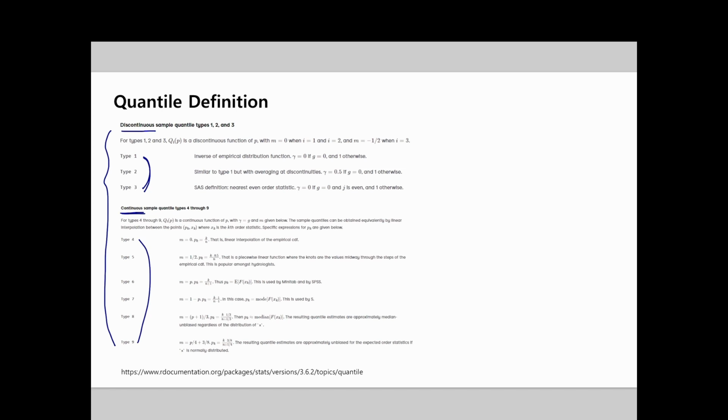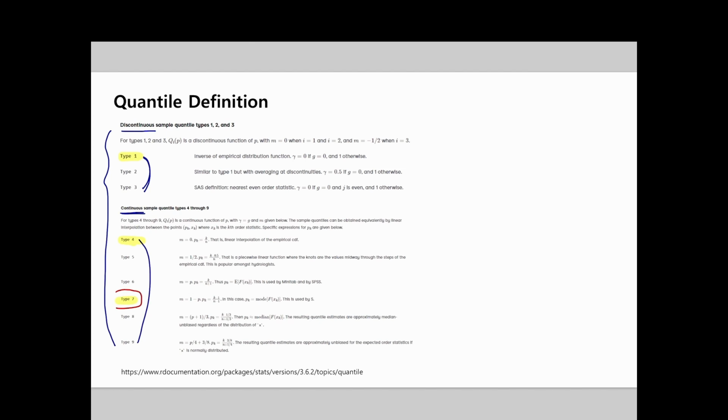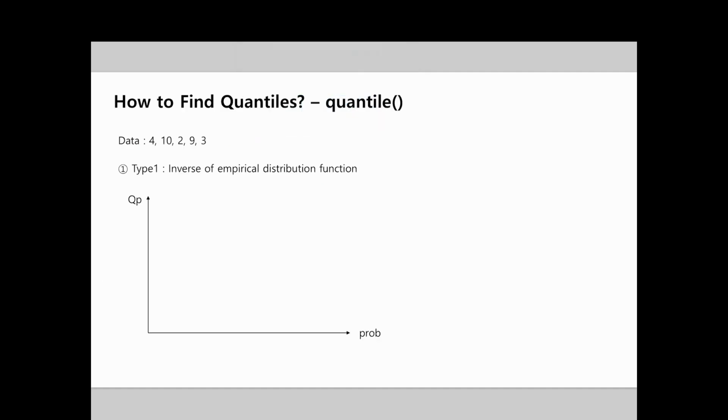I will not introduce them all in this video lecture. However, the most often used types, that is type 1, type 4 and type 7, will be covered with a simple example in this video lecture. In particular, type 7 is the default option of the quantile function. Type 1 is a representative type of the discontinuous method. Let's look at an example using type 1.